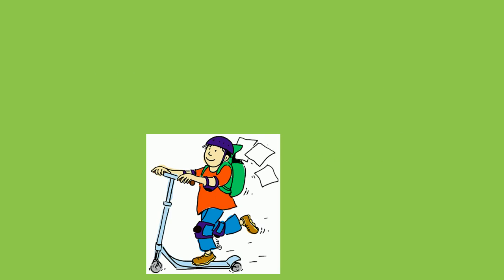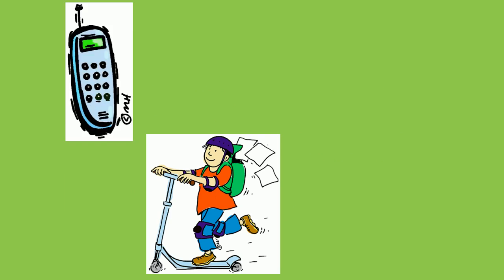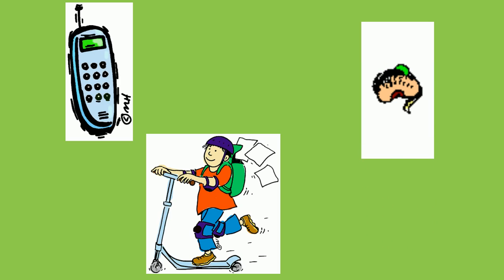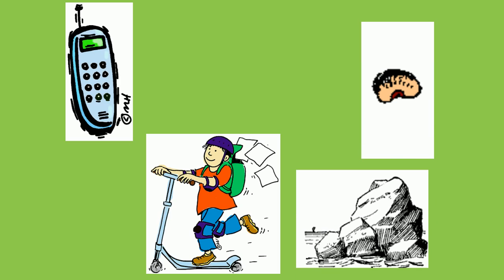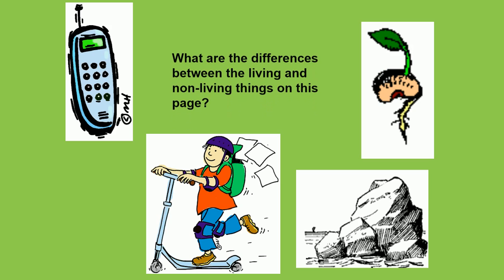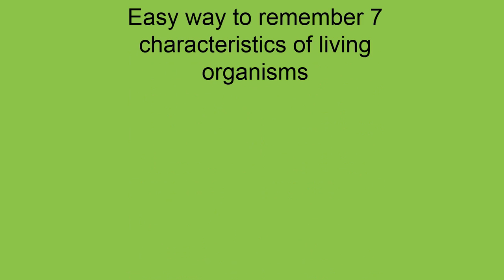Focus here. I'm going to reveal some pictures to you. I want you to observe what is the difference. Let me put up my question here. What are the differences between the living and non-living things on this page? Can you highlight? Can you observe a few? Movement, breathing, reproduction, growth. So let's move on. There are 7 characteristics of living organisms.